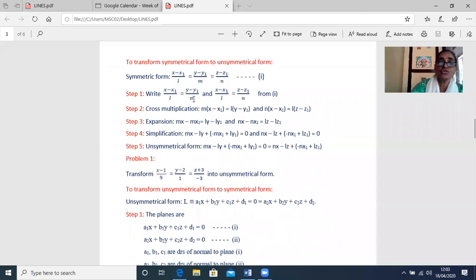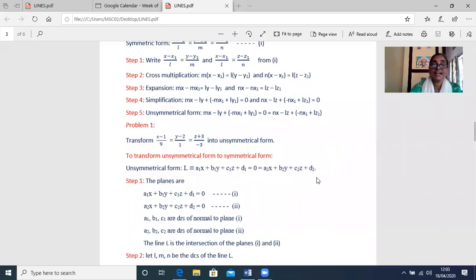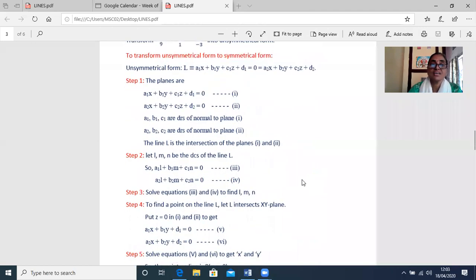Now you have seen how to transform a symmetrical form of a line into unsymmetrical form of a line, which is very simple, girls. Let us now move on to the other way, that is how to transform the unsymmetrical form of a line into the symmetrical form of a line. Let us take the unsymmetrical form of a line like this, girls, which is the intersection of these two planes. You know, this is the standard general equation of a plane. So when these two planes are intersecting, you are getting the line L. Now you are going to transform this line into symmetrical form.